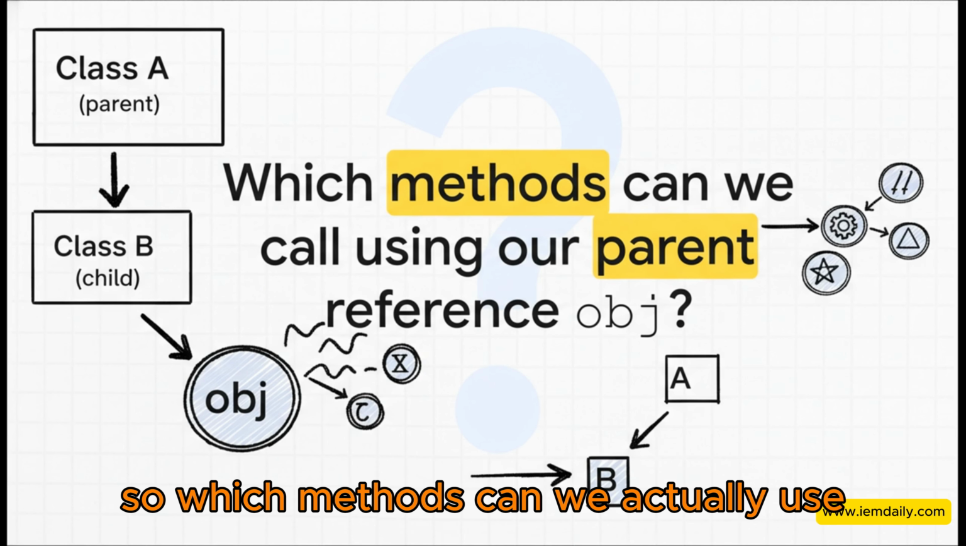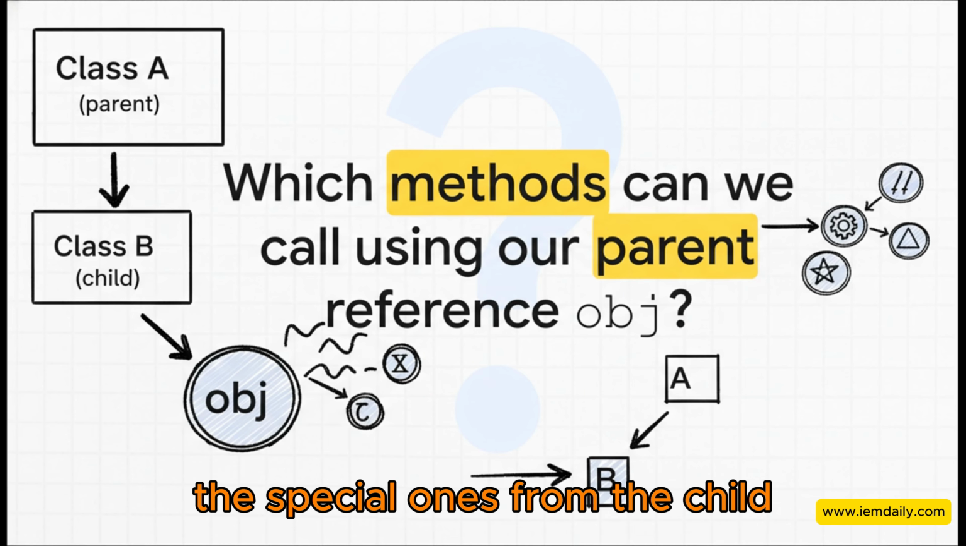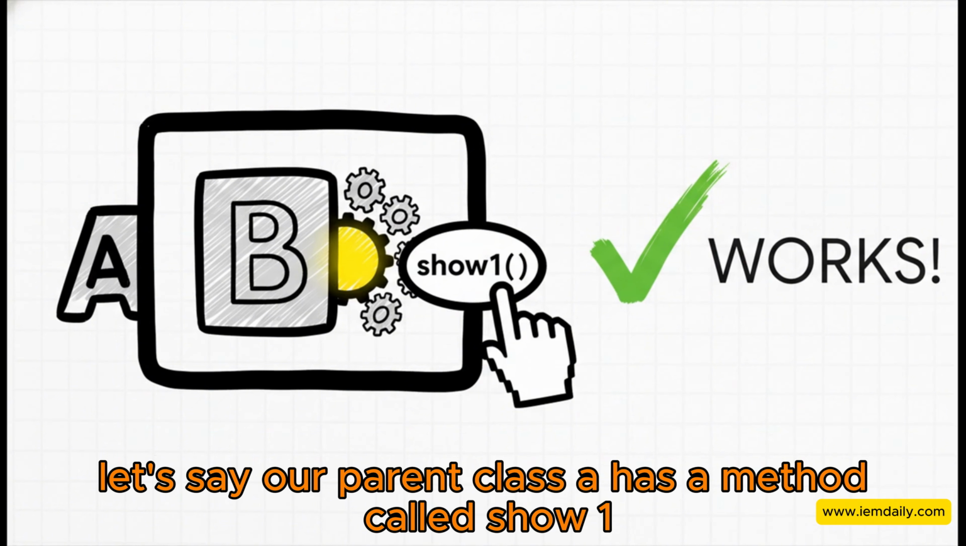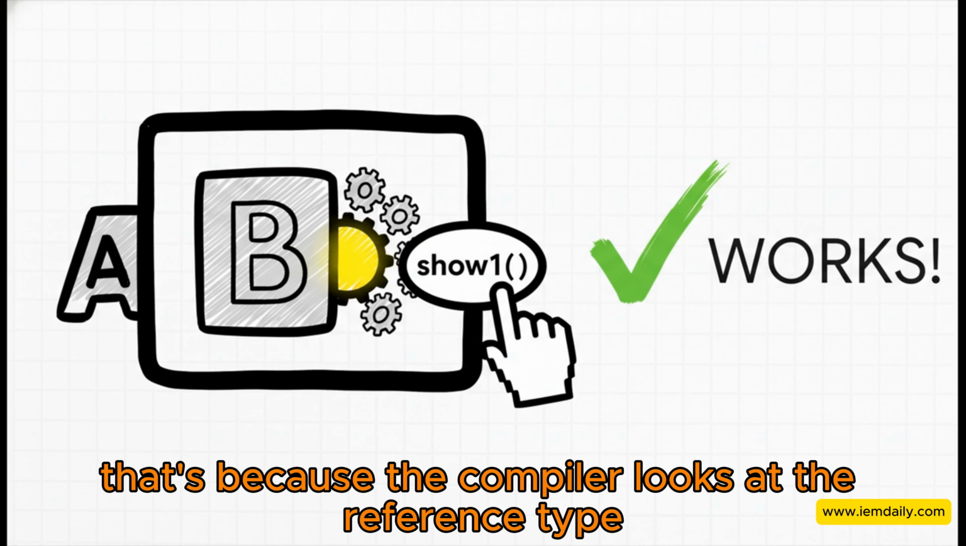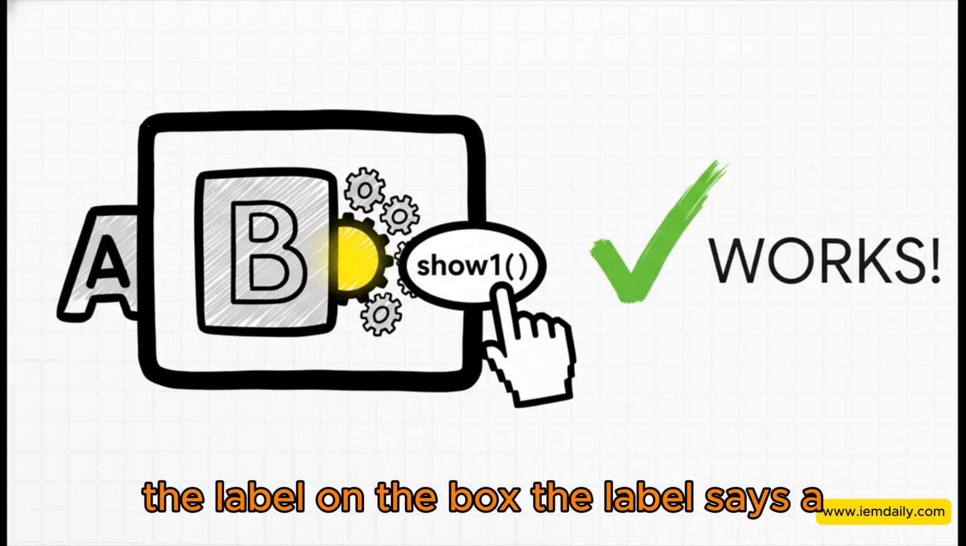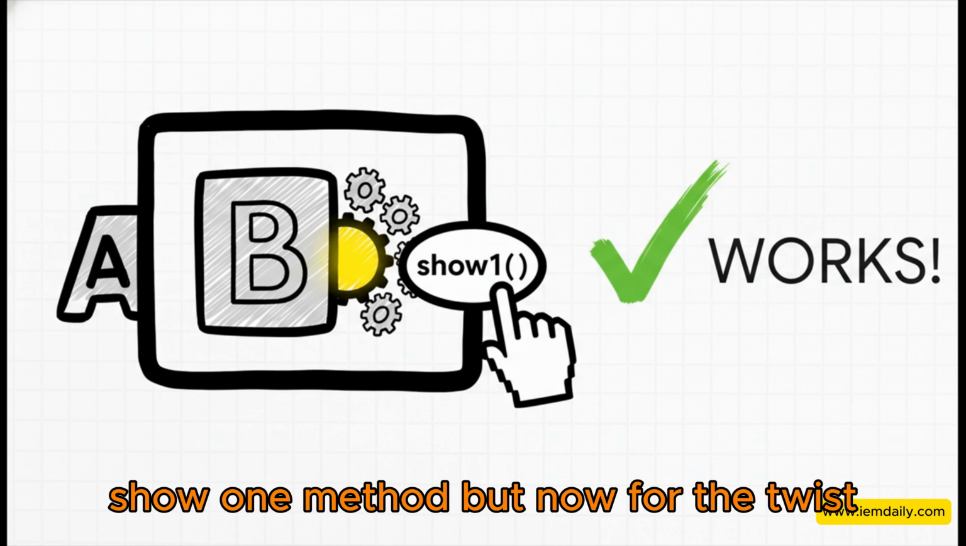So, which methods can we actually use? The ones from the parent, the special ones from the child, or maybe both? Let's say our parent class, A, has a method called show1. If we call object.show1, it works, no problem at all. That's because the compiler looks at the reference type, the label on the box. The label says A, and the compiler knows that anything that's an A is guaranteed to have that show1 method.